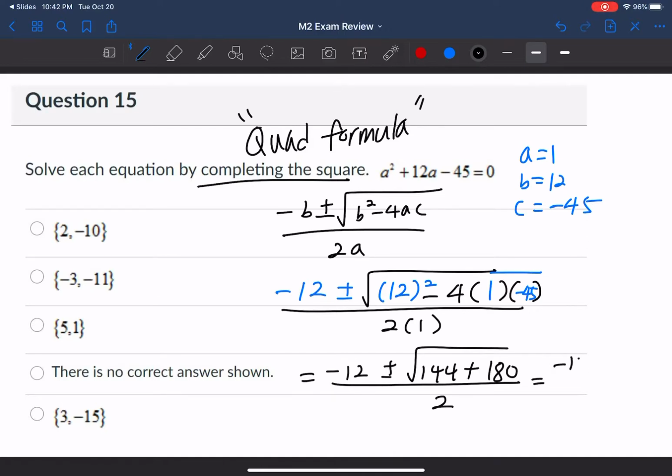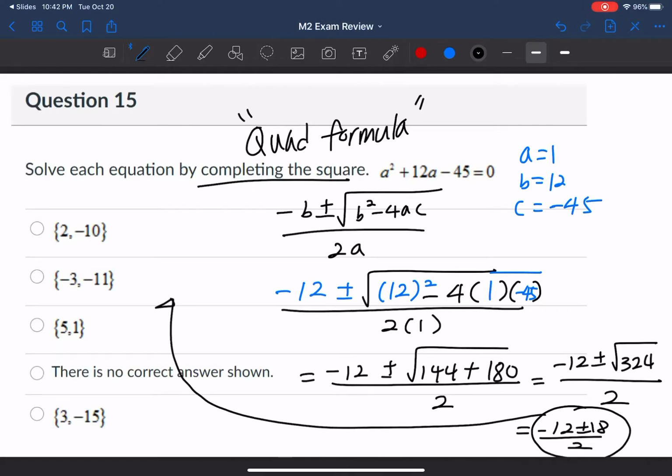So you have negative 12 plus minus square root of 324 all over 2. You don't see the answer, right? So which means maybe you have to simplify a little bit further. Square root of 324 is 18. So this becomes negative 12 plus minus 18 over 2.